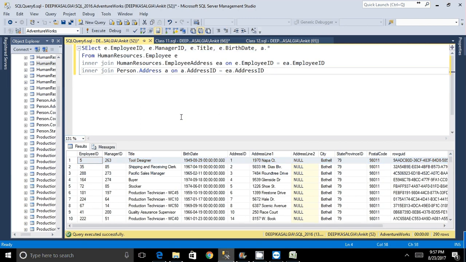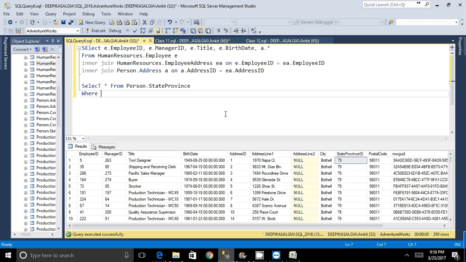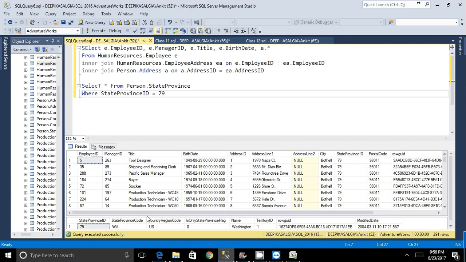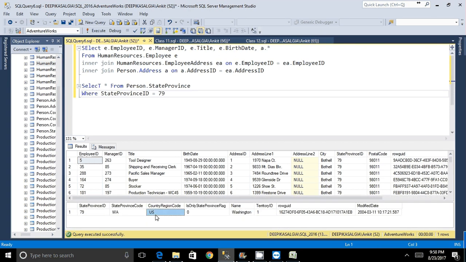Okay, true, right? So what I'm going to do is, you want to find the name of the state, right? So you're going to say select star from Person.StateProvince, where state province ID is equal to what? You're going to say state province ID is equal to 79. So you run the query, and you're going to get that state province ID 79 is Washington, in the US, right?